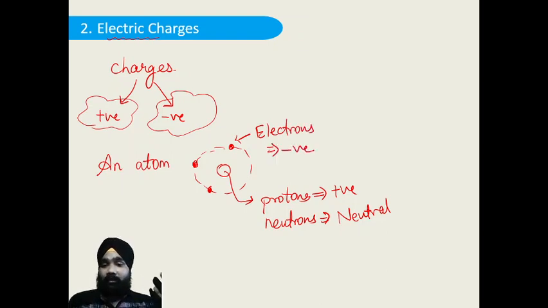So matter, solid, liquid, as well as gas, is made up of atoms. Metals are made up of atoms, and atoms are made up of charges, that means protons, positively charged, and electrons, negatively charged. So we understood one thing: all matter possesses charge. Now, matter is electrically neutral. Why? Because the number of electrons and the number of protons are the same.